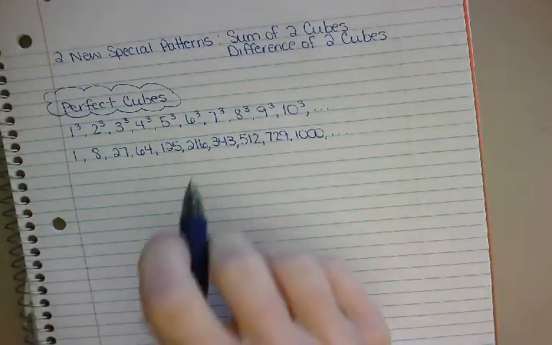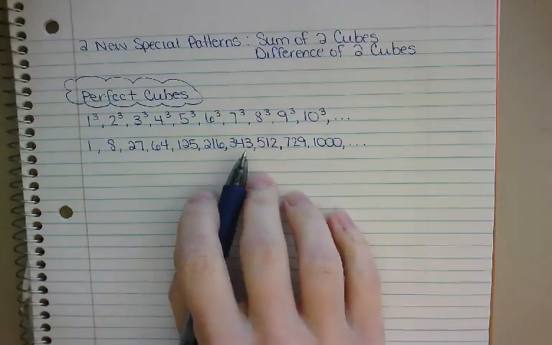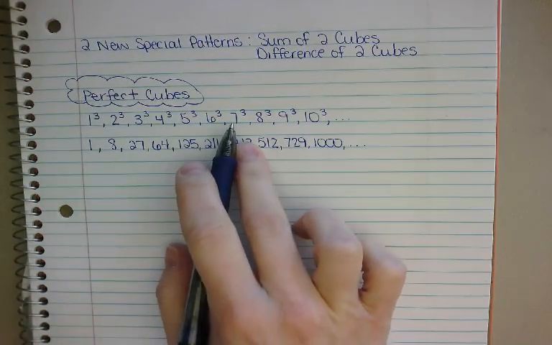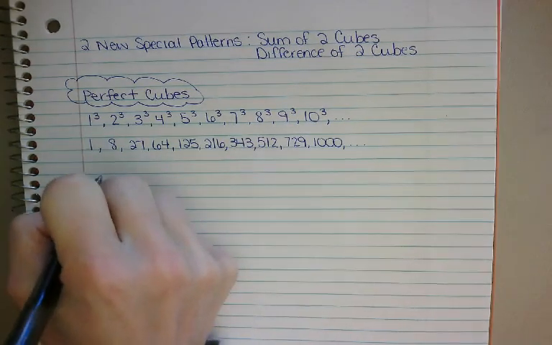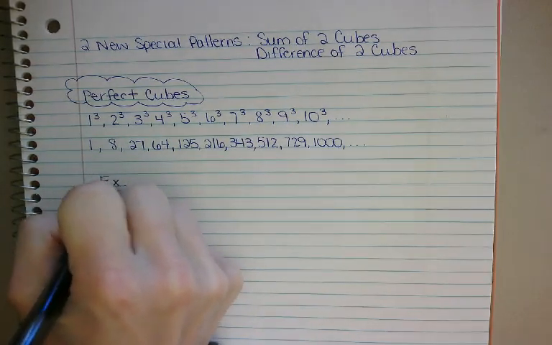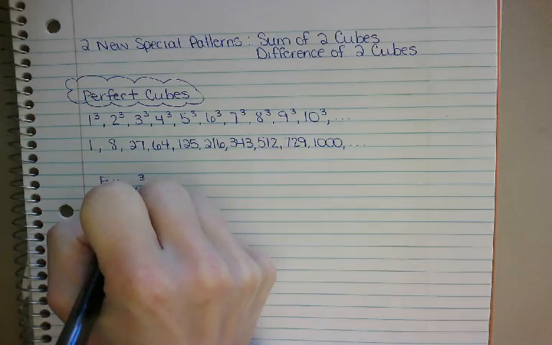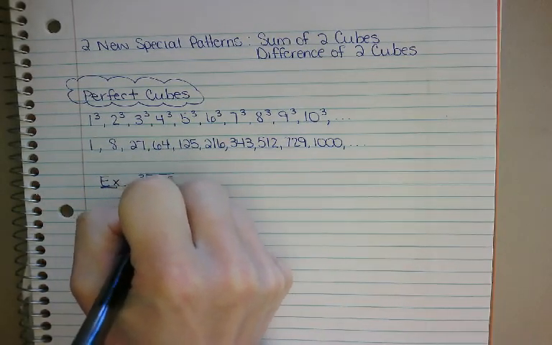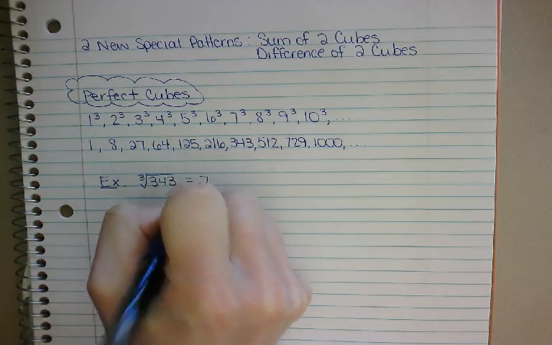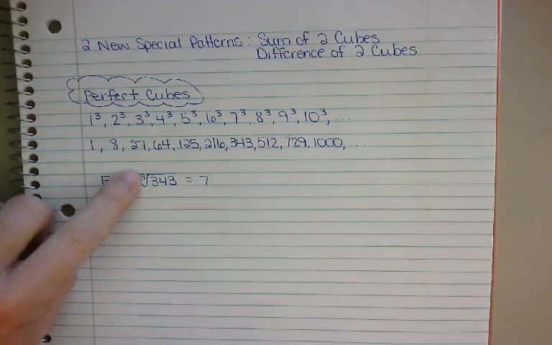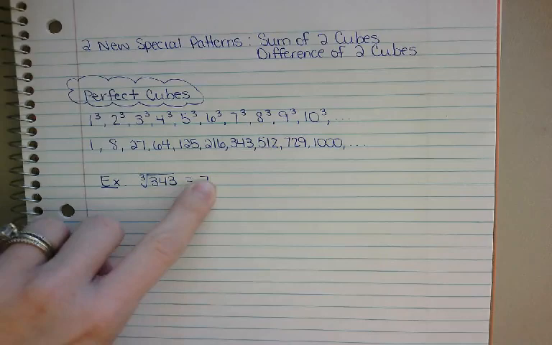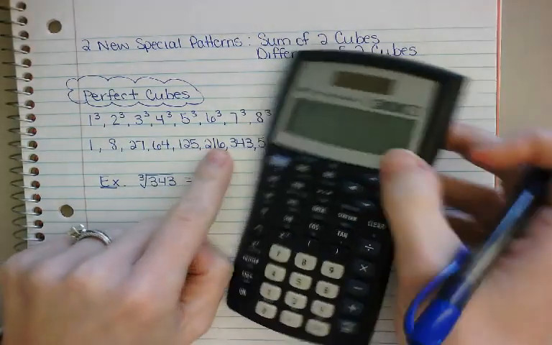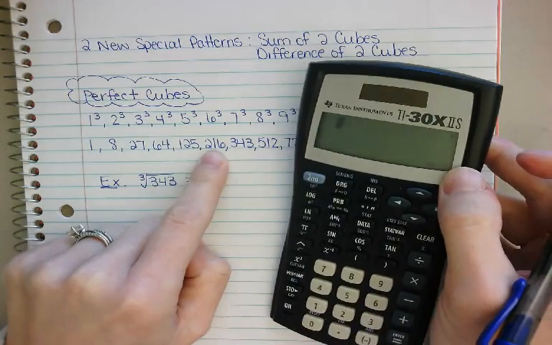Okay, so if I ask you what number did we cube to get 343, you can say 7. Or you can also use the cube root button. So the cube root of 343 is 7. So that's saying what number did we cube to get 343? 7.